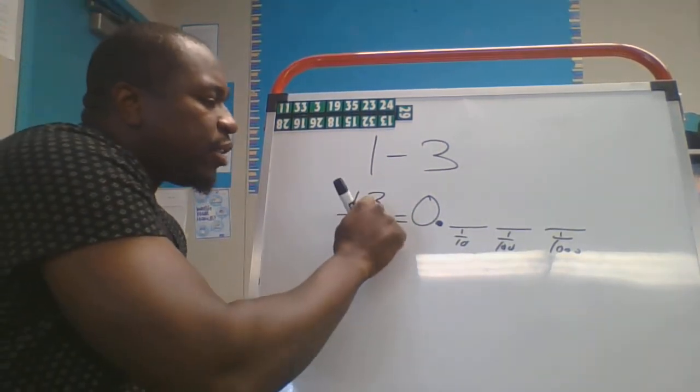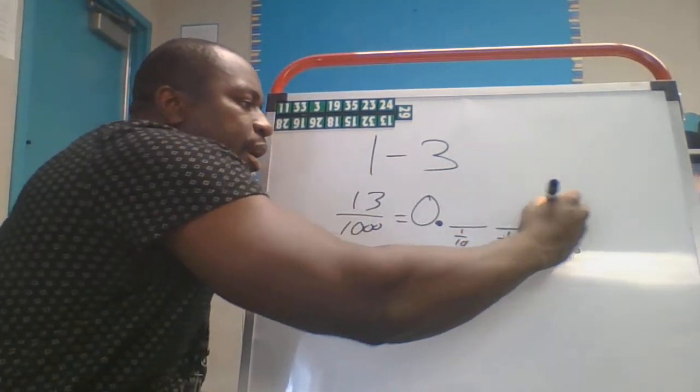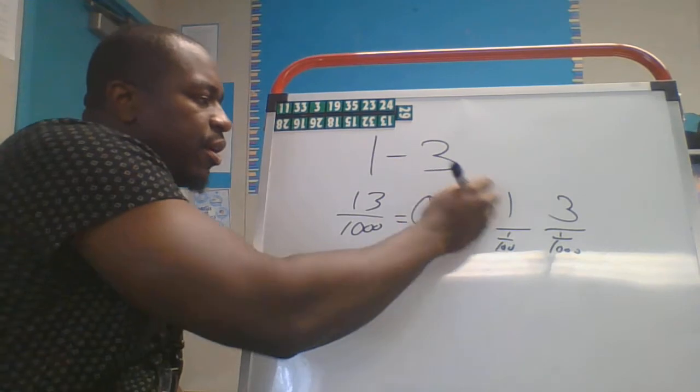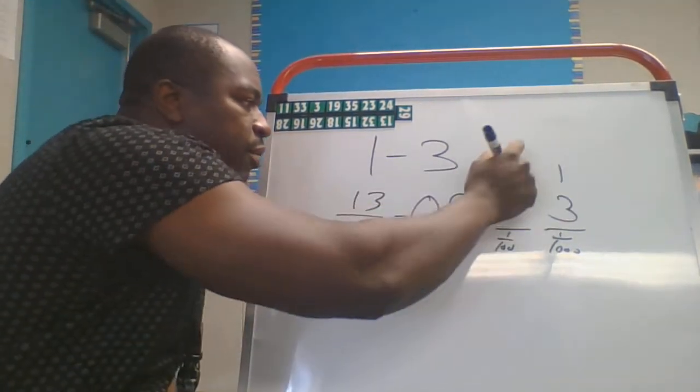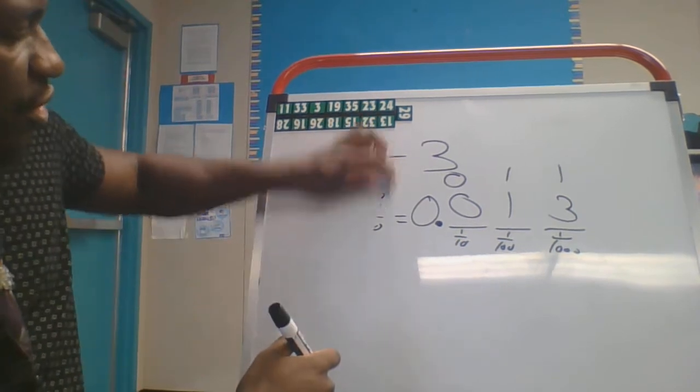So I'm going to start by writing the 3 first. I'm going to start by writing the ones digit to the far right. 3, 1, 0. If you pause and try it on your own, it'll be 0.011. Okay? That's the first thing you need to know.